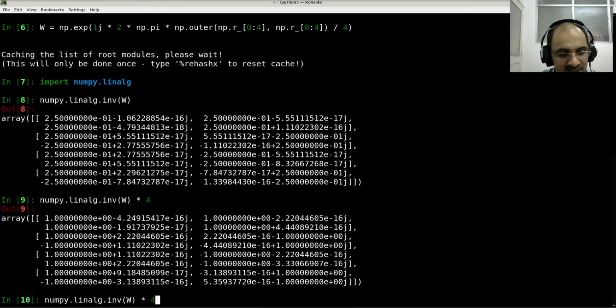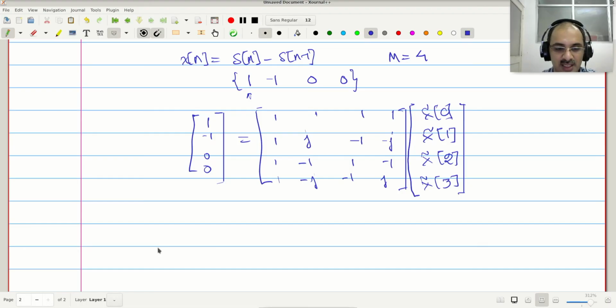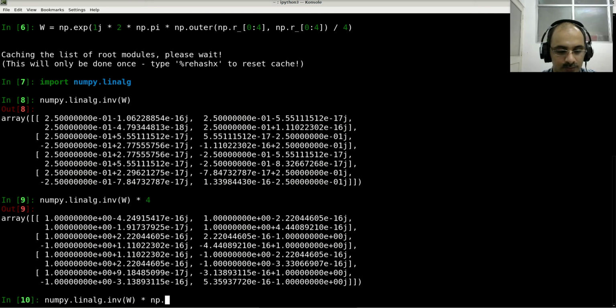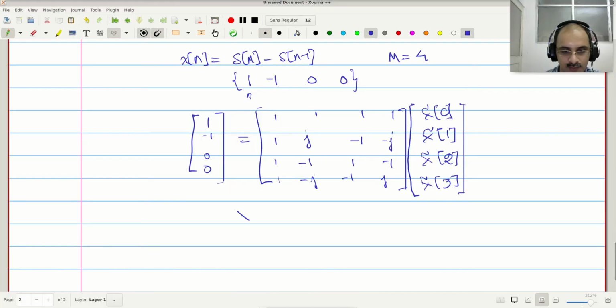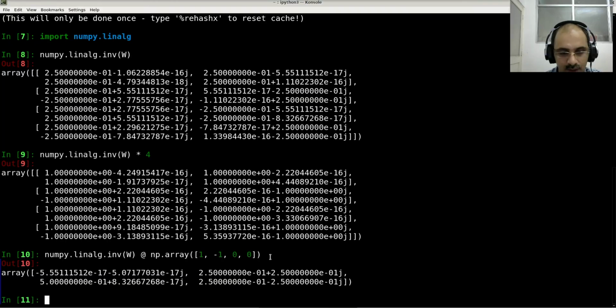Okay, so let's see what happens. So I'm going to invert W and multiply it by 1 minus 1 0 0, using np.array and dot. Okay, so if we now interpret this, I get 0, and x tilde 1, it turns out, is 1/4 plus j 1/4.